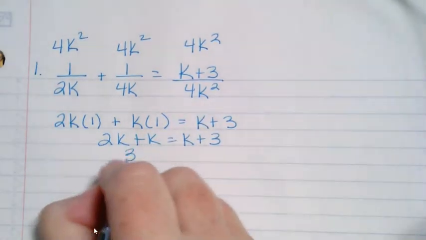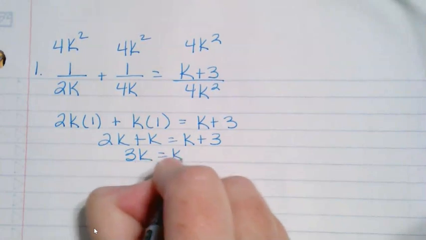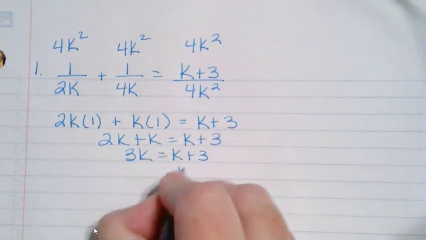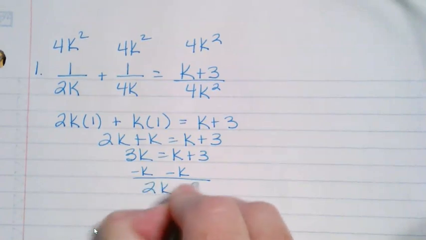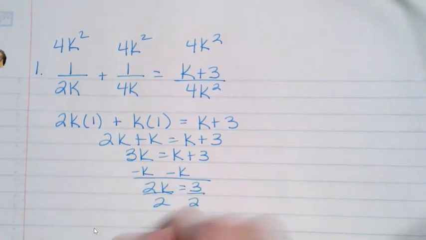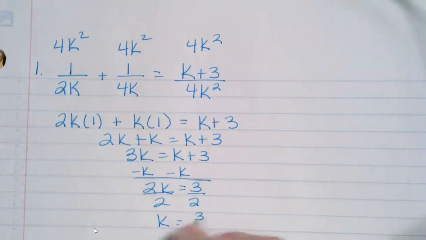So 3k equals k plus 3. Subtract k over. You get 2k equals 3, divide by 2, k equals 3 over 2. And that's it. Okay, so let's look at the next one.